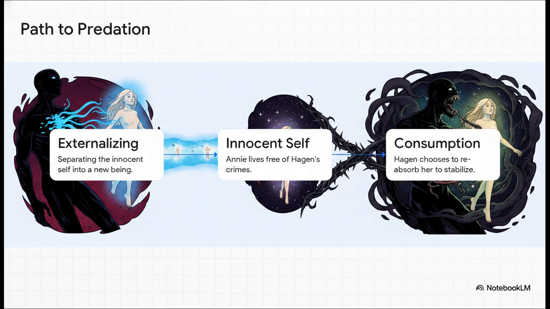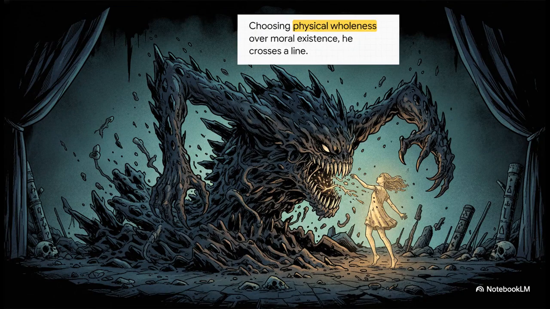But then, facing his own physical instability, Hagen makes a conscious, truly horrifying choice: predatory consumption. He actively chooses to reabsorb her just to stabilize his own physical form. At this point, he's no longer an actor playing a desperate part. He has become a predator, consciously consuming his own potential for redemption just to physically survive. And that right there is when a true monster is born.